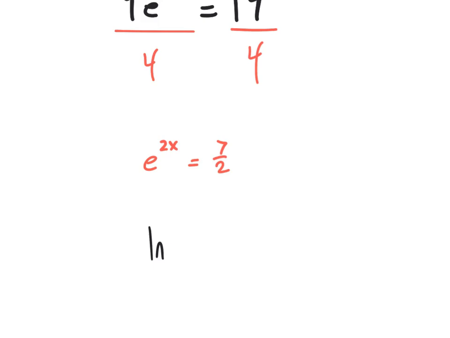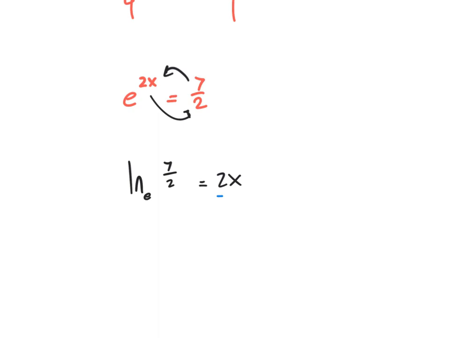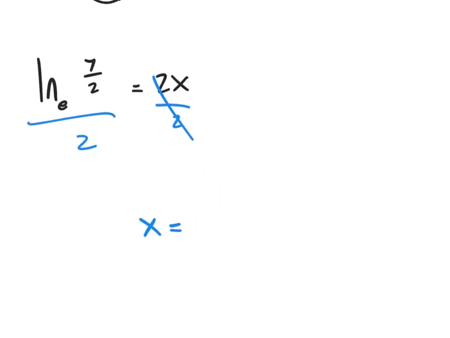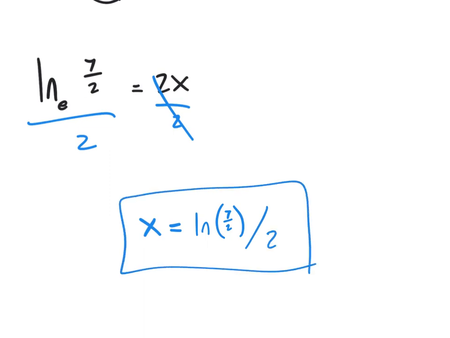So when you see me using ln, we know that the base is e. So we dropped down the base. I'm going to go ahead and put it back there for us, even though you don't have to. These switch spots. And then we can finish solving for x by dividing both sides by 2. So x ends up equaling the natural log of 7 over 2, all of that divided by 2.